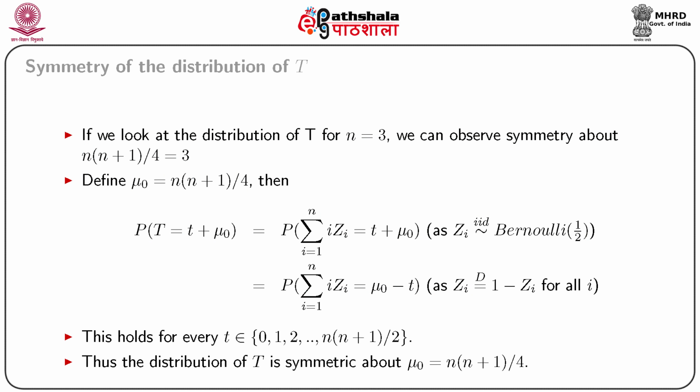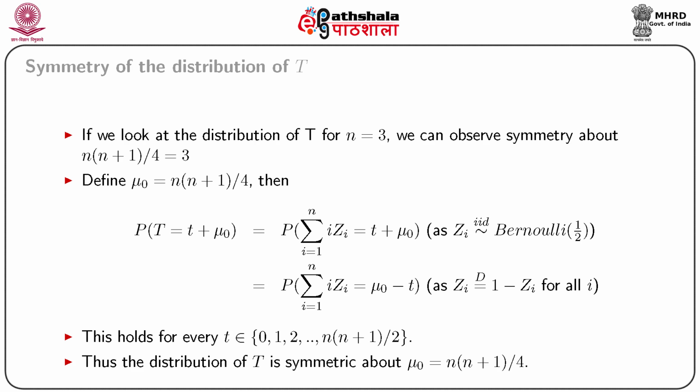Now, if we look at the distribution of t, we see that the probability mass function increases to a maximum and then decreases. The maximum occurs at 3, that is, at the n into n plus 1 by 4th value of the distribution. This means the distribution is symmetric about mu naught equal to n into n plus 1 by 4. So, now we formally prove that the null distribution of t is symmetric about mu naught. Now, assume theta equal to 0.